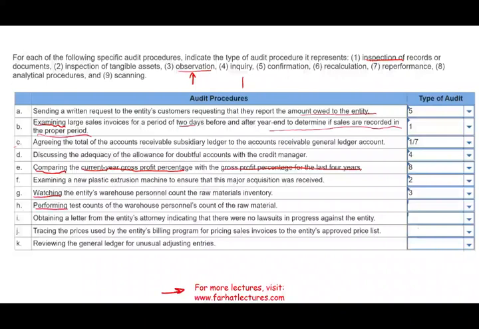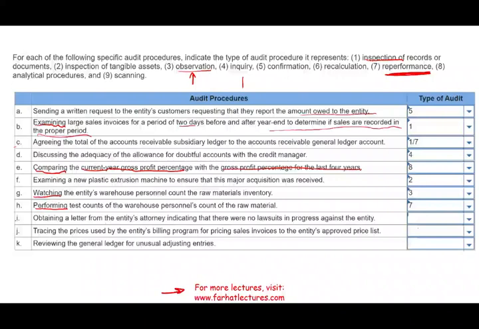H, performing test count of the warehouse personnel count of raw material. Now you are doing actual counting. You are performing test count. Obviously this count was maybe done by the client themselves. Now you are performing a test count again. What does that mean? It means you are doing a re-performance. You are recounting. You are doing the work again. Basically, you are checking on their work. When you re-perform, you check on their work.